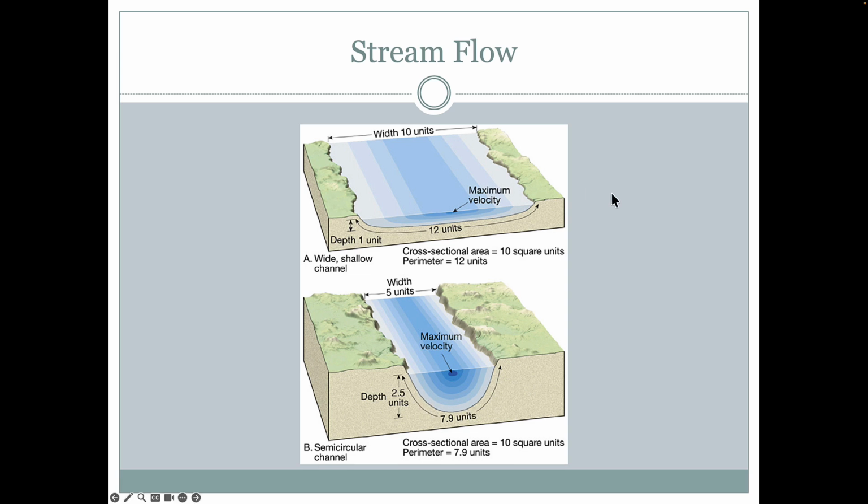We can compare the resistance to flow or how efficient the flow is by looking at the ratio between the cross-sectional area, which would be shown in the front of this block diagram here, and the perimeter. If we measure the distance along where the channel meets the water, that would be what we're talking about by the perimeter or the wetted perimeter. And if we measure those two, then we can compare those and see where the most efficient flow is.